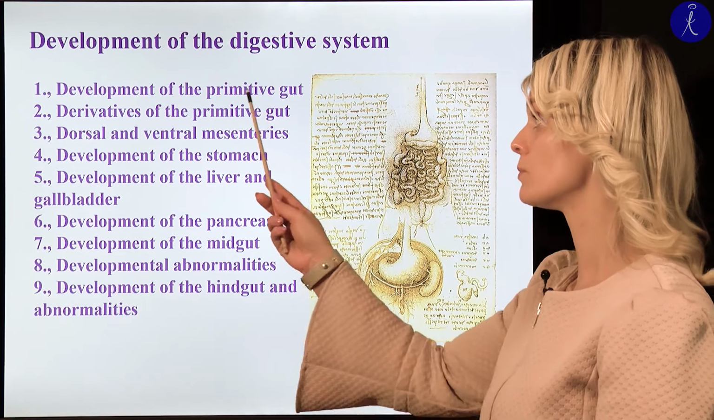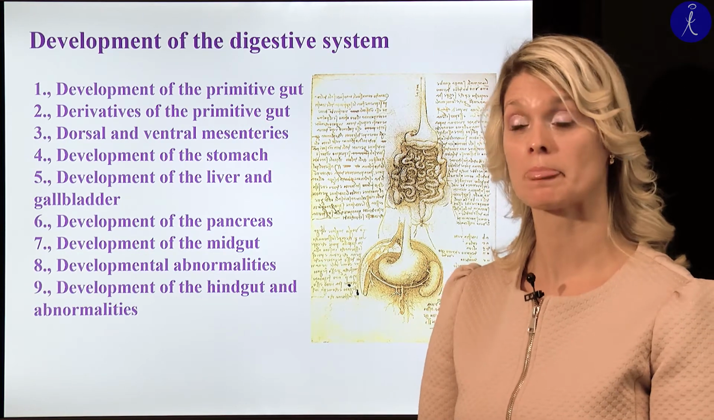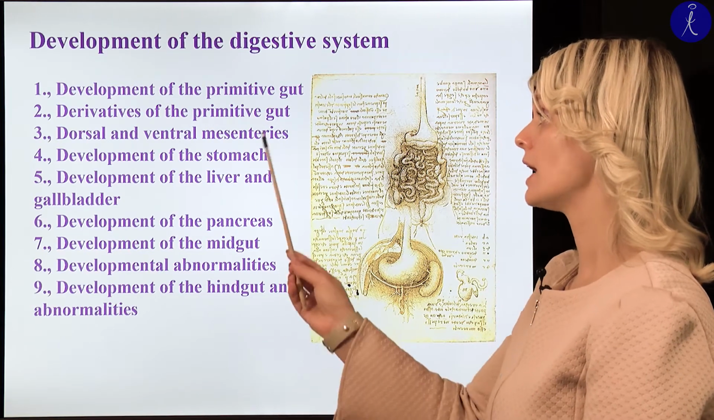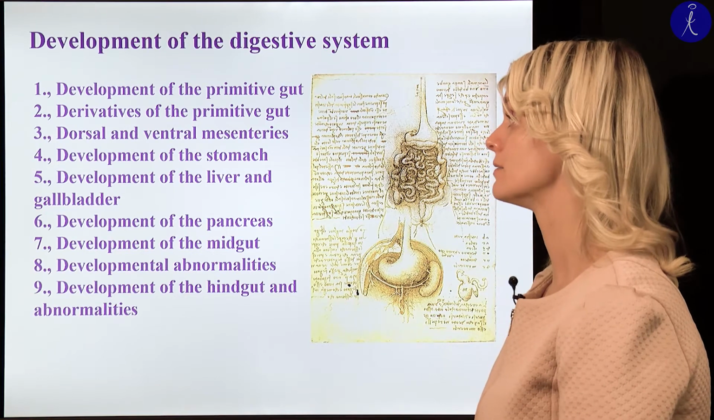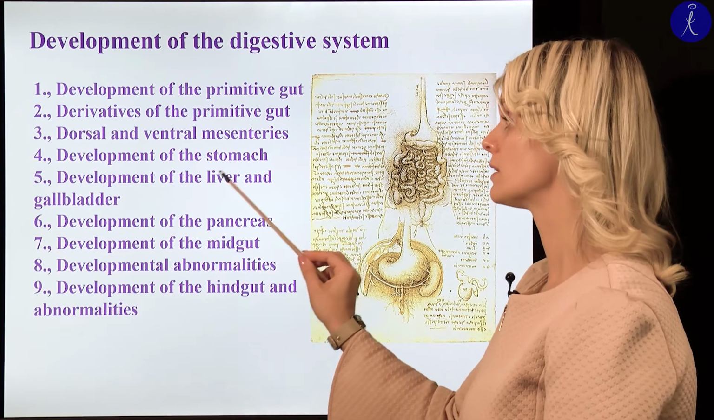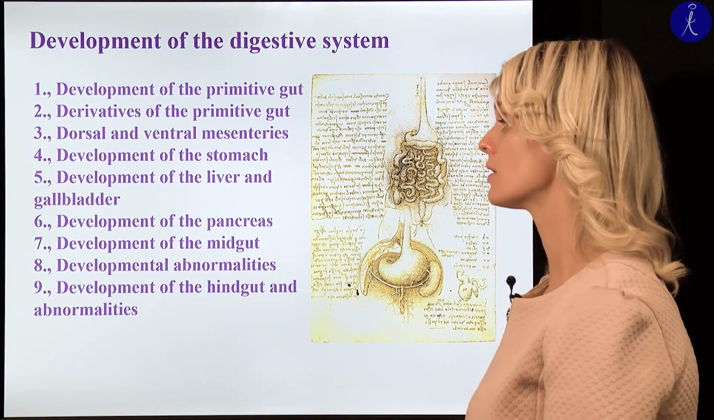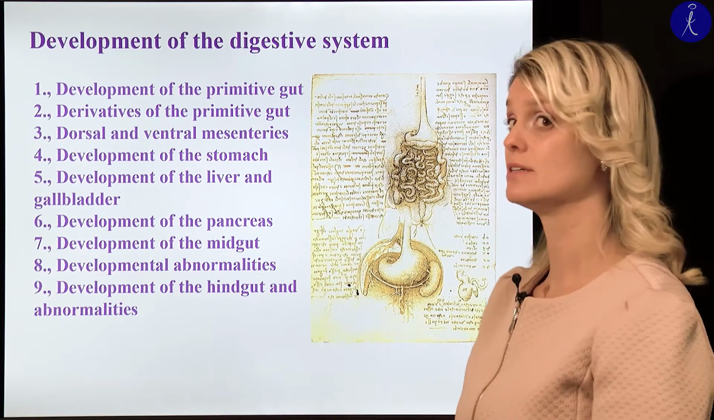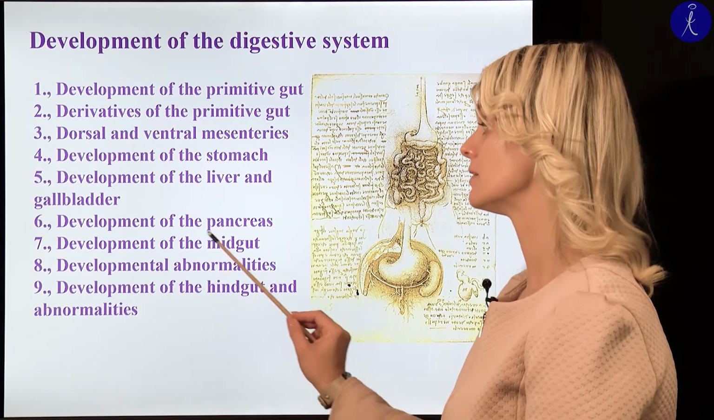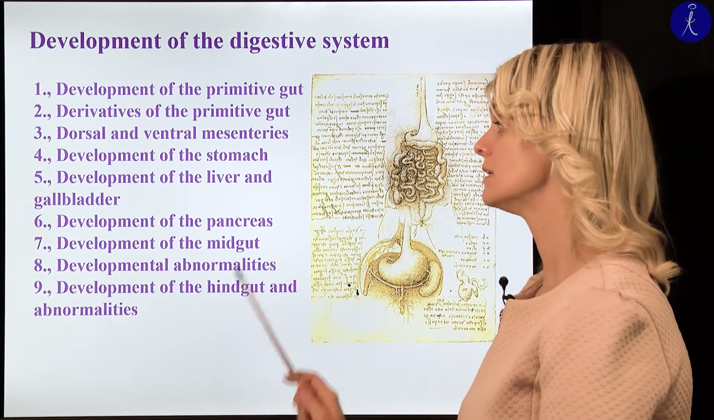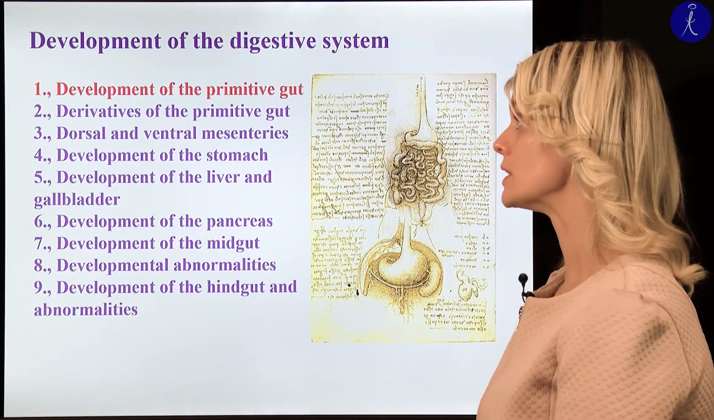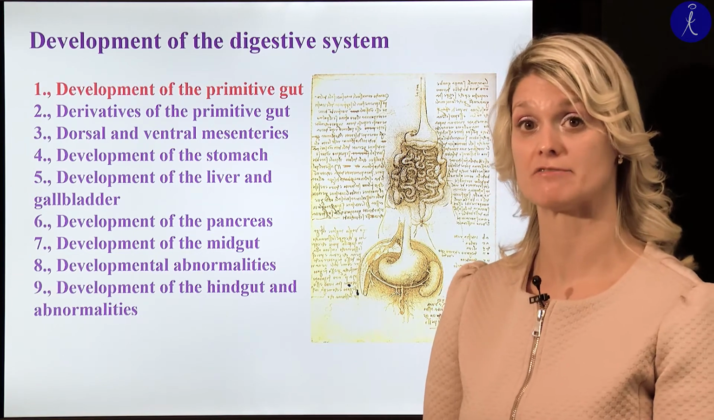First, I would like to talk about the development of the primitive gut. After, we will see the parts of the primitive gut. I will show you then the dorsal and the ventral mesenteries. We are talking about the development of the stomach, the liver, the gallbladder, and the pancreas. Of course, we will see the developmental malformations of these structures, and after, we will see the development of the hindgut and the abnormalities. Let's see now the first point, the development of the primitive gut.